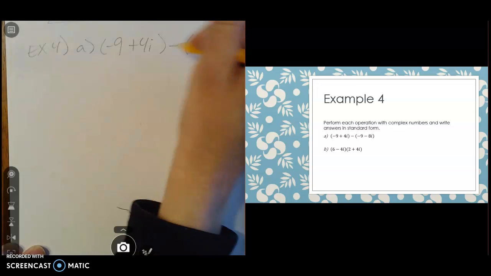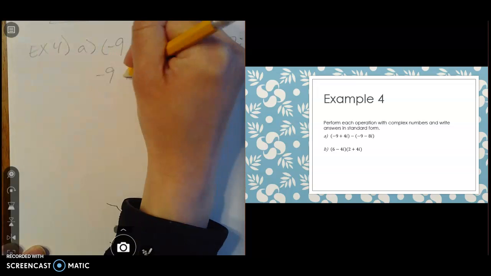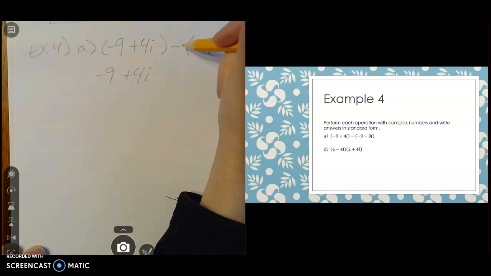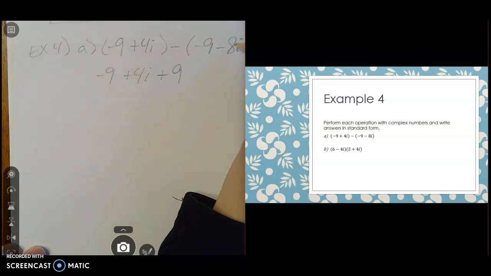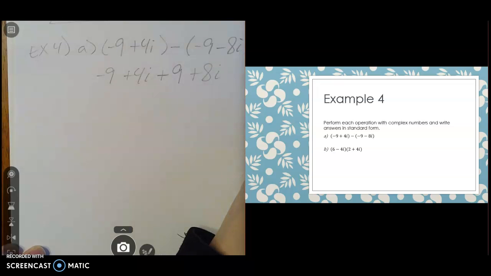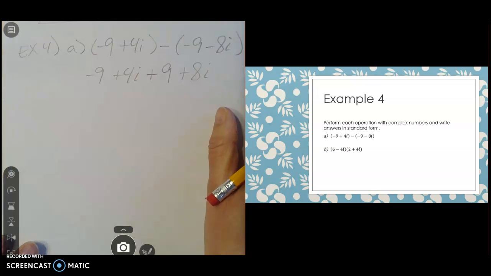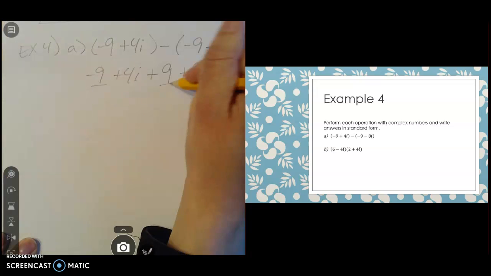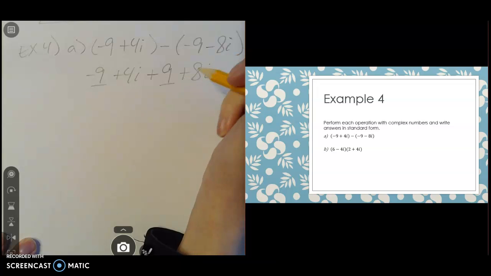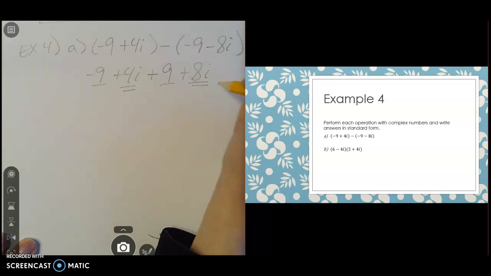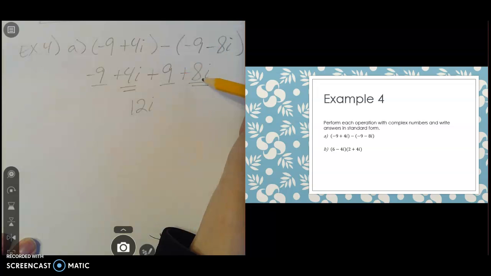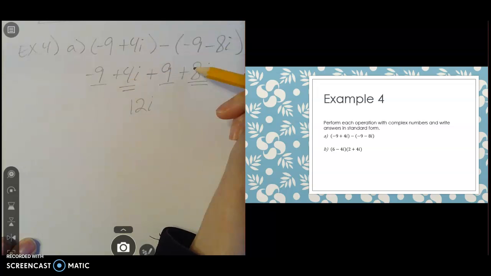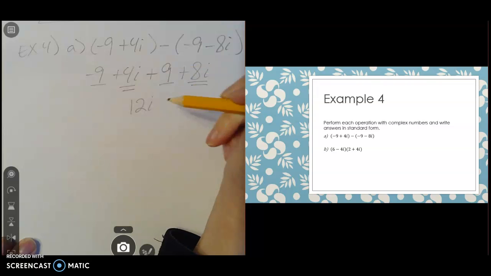So let's go ahead and distribute our subtraction first, just so we can really see if we're adding or subtracting. So minus a -9 would really be plus a +9. Minus a -8i is the same thing as plus a +8i. So now we can see if we're adding or subtracting our values. Then we can just add and subtract like terms. So I've got a -9 plus 9. Well, that'll be 0, which is great. We also have a 4i plus 8i, which would be 12i. Just imagine they're x's: 4x plus 8x would be 12x. It's the same thing. You're adding the coefficients and then the i's are still there, okay?